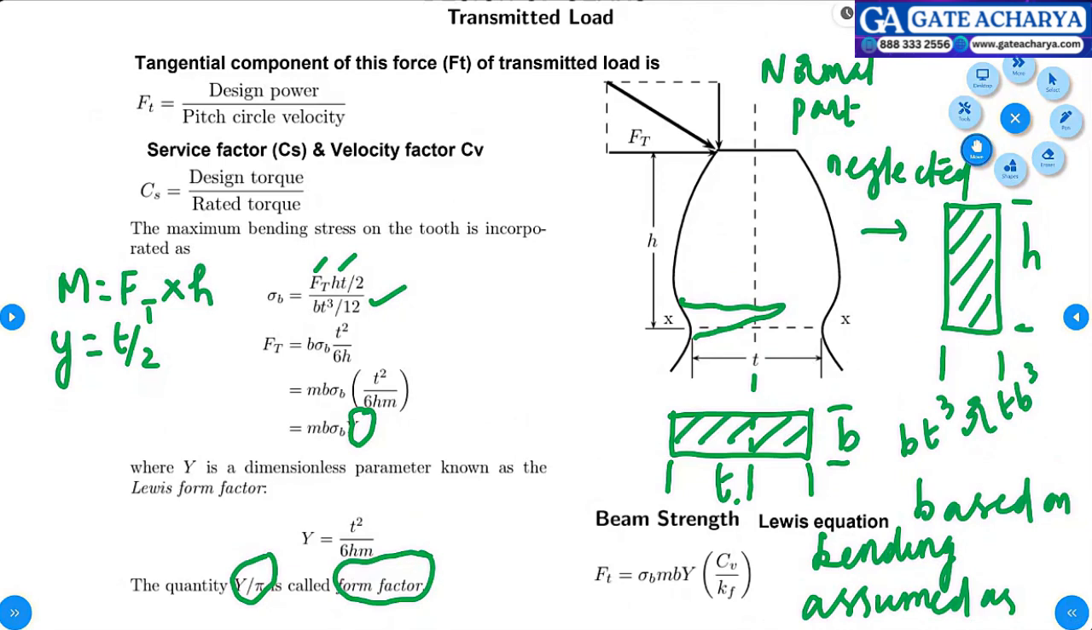CV is nothing but your velocity factor. You will see it at the time of problems. See, it is given as CV divided by KF. CV is nothing but velocity factor. KF is nothing but stress concentration factor. And CS we have not used very well anywhere. CS will be used at the time of design torque and rated torque.